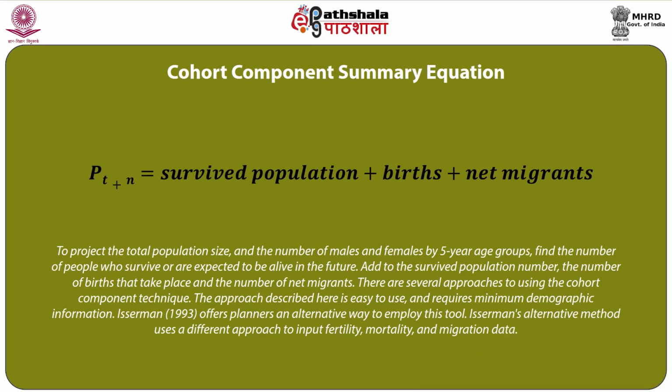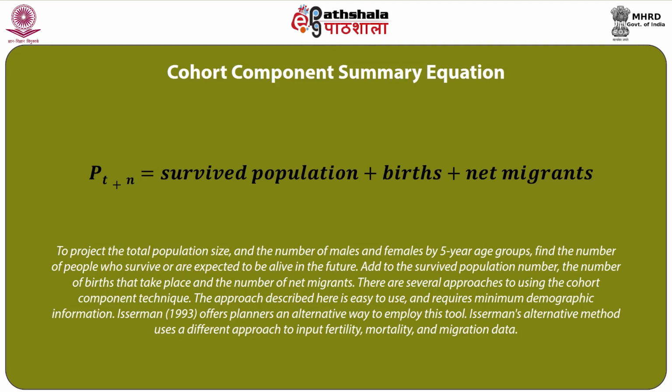The component summary equation is expressed as P of t plus n is equal to the survived population plus births plus net migrants. To project the total population size and the number of males and females by 5-year age groups, we need to find the number of people who survive or are expected to be alive in the future, and then we need to add the survived population number, the number of births that have taken place and the number of net migrants.